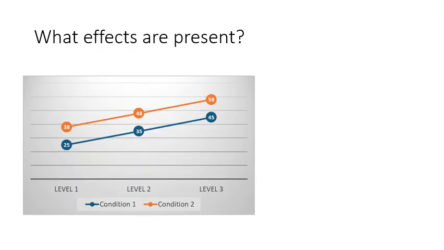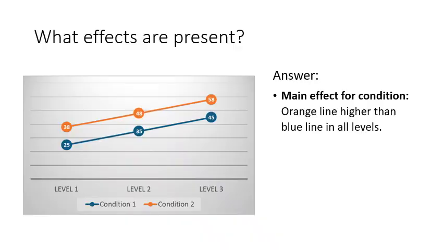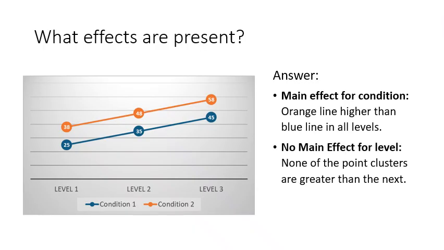And finally, what effects are present? Well, here we can see that we have this main effect for condition with the orange line higher consistently than the blue line, but there's no main effect for level. None of the point clusters are greater than the next, but we also see that there is no interaction. The lines are parallel, and this is a strong indicator that there is not an interaction going on.